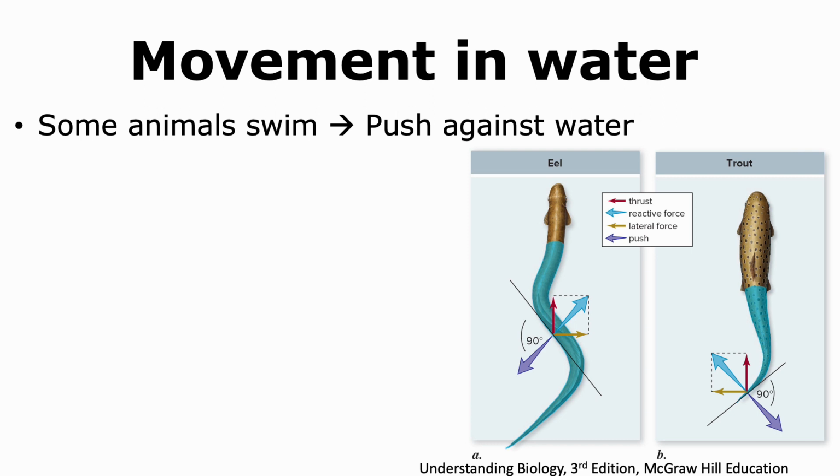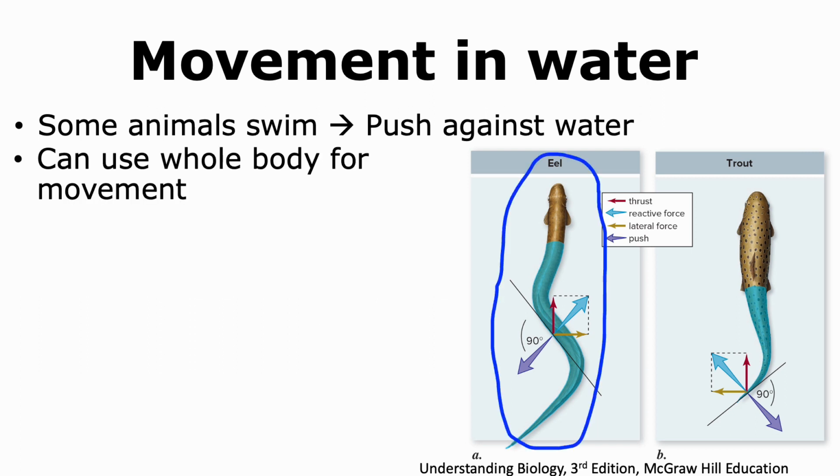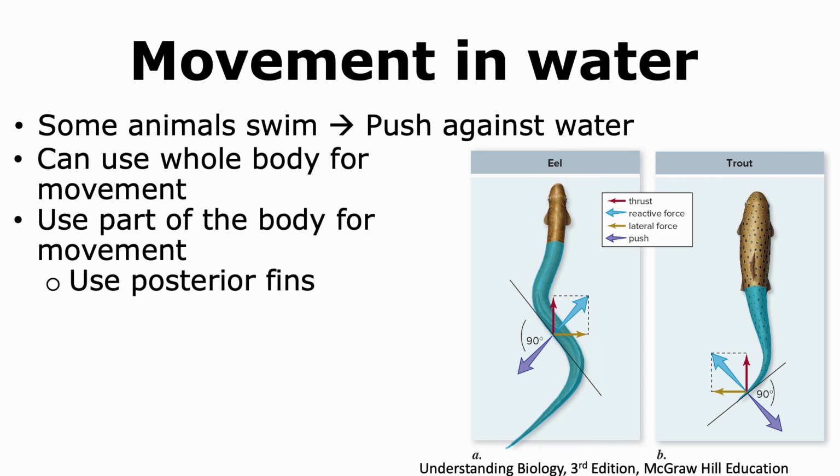Some other strategies that are employed by animals to move in water include swimming. In this case, the animals push against the water in order to move in the water. They can use their entire body for movement, which is what is observed in the case of eels, or they can use a part of the body for movement, like just using their posterior fins, which is what we can see in different types of fish, including trout.